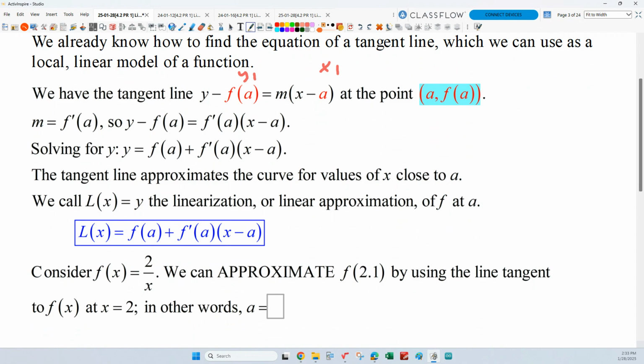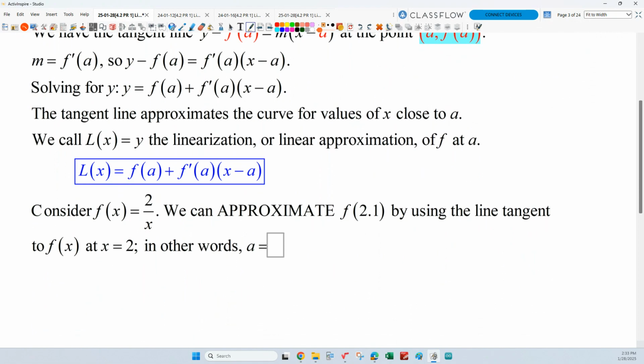If I wanted to put that into slope-intercept form, all I would have to do is distribute this number and add up the constants, and it would be in slope-intercept form. We don't have to do that, but we could, right? So instead of calling it y now, we're going to call it the linearization. That is the new function, the tangent to the curve that approximates the curve, as long as we don't go too far away.